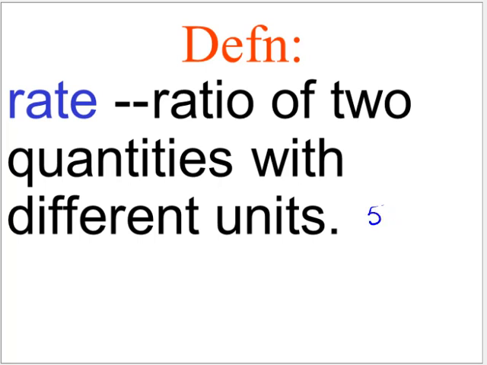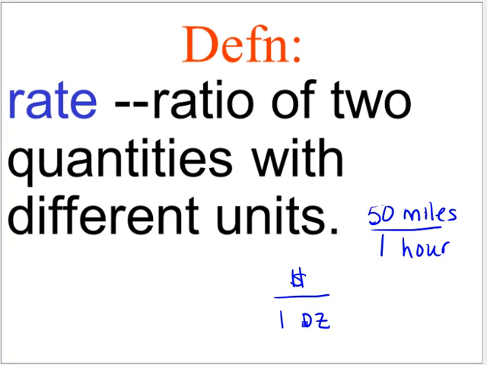I'll go ahead and just talk about 50 miles over 1 hour. There's many different examples we could give, but really we're just talking about anything with different quantities. So I could be talking about price over 1 ounce or price over 1 pound. We'll do a lot of that here shortly.